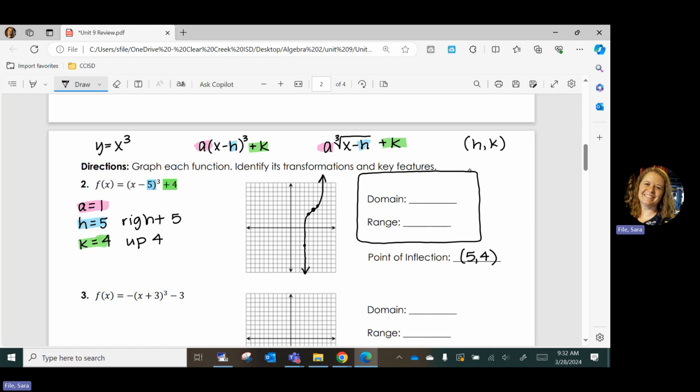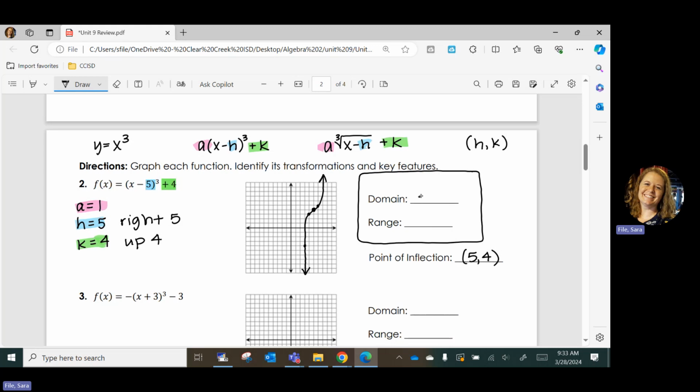It's going up and to the right here and down and to the left. Okay, but that could be flipped around. It doesn't matter. It's going forever. So it is all real numbers.